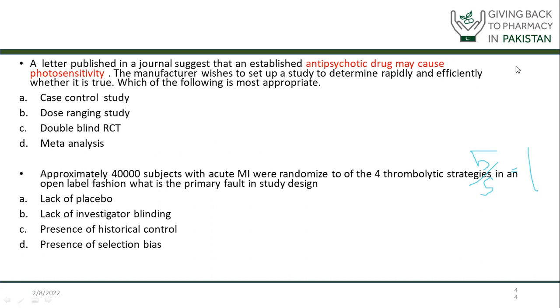Okay, approximately 40,000 subjects with acute myocardial infarction were randomized to the 4 thrombolytic strategies in an open label fashion. What is the primary fault in this study design? Lack of placebo, lack of investigator blinding, presence of historical control, presence of selection bias.